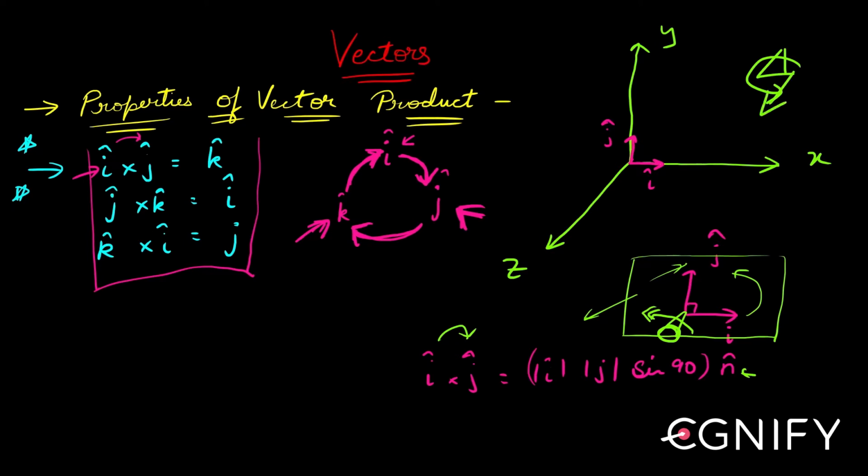It will come out, right? Your screw will come out. So that means this is the direction that you have to take. And what is this direction? This direction is your z-axis according to this.